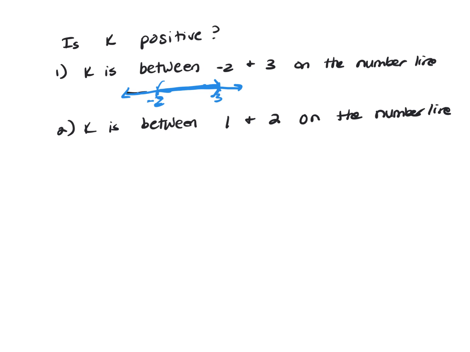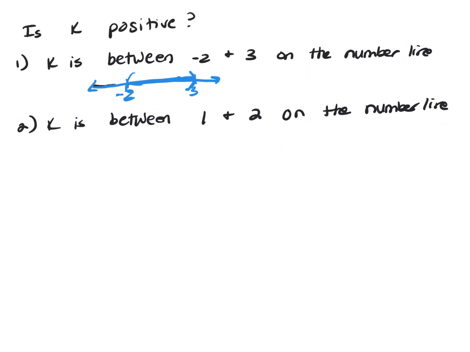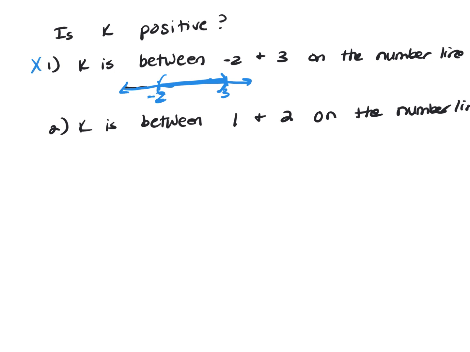So based on this interval, sometimes K is negative, sometimes K is positive. So that clue does not work all the time.